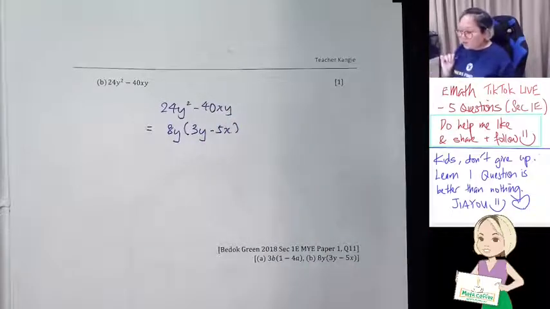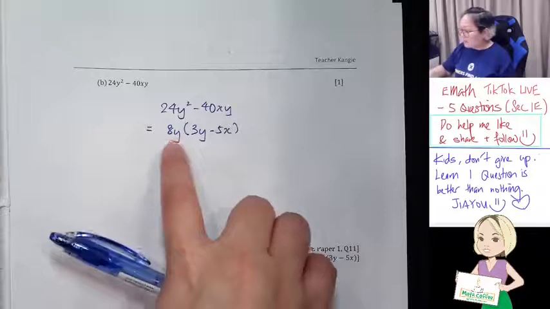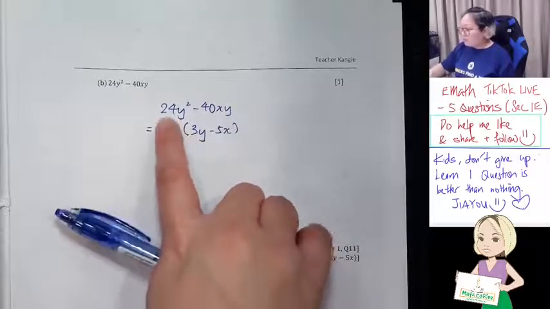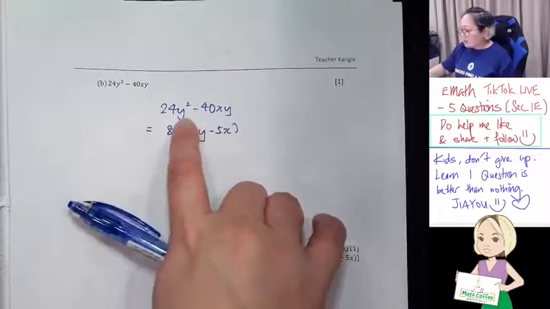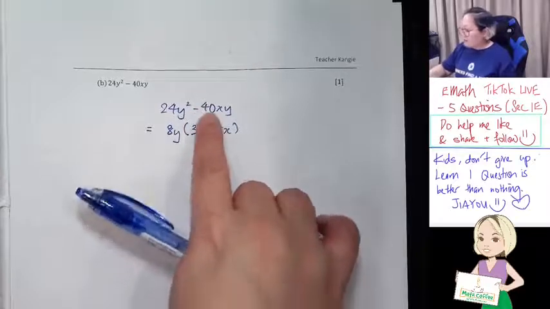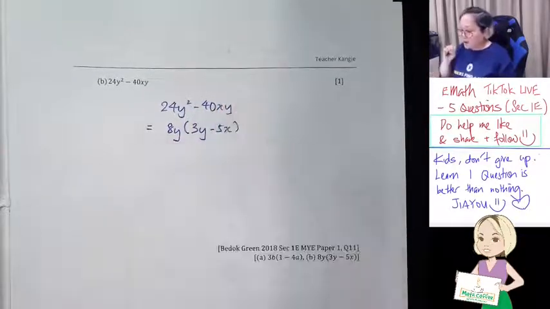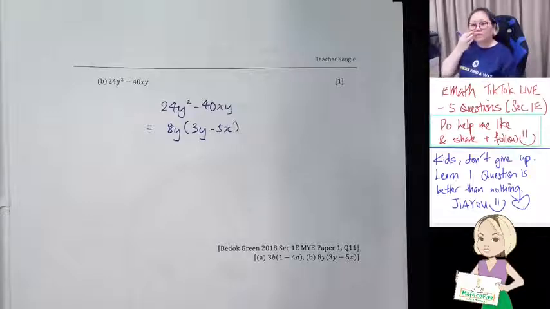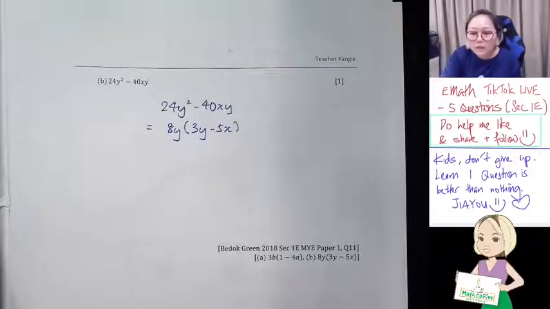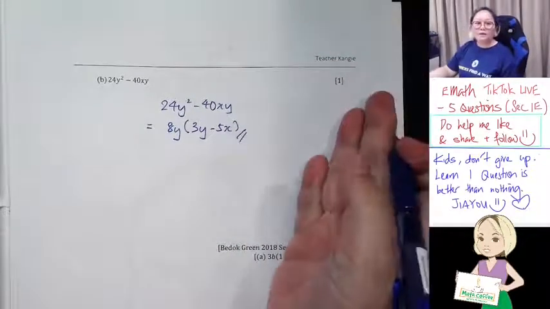Again, to double check, always expand and check whether you get back the same thing. 8 times 3, 24. Y times y, y squared. Positive times negative, negative. 8 times 5, 40. Y times x, xy. So it's correct. So we are done. 1 mark inside your pocket.